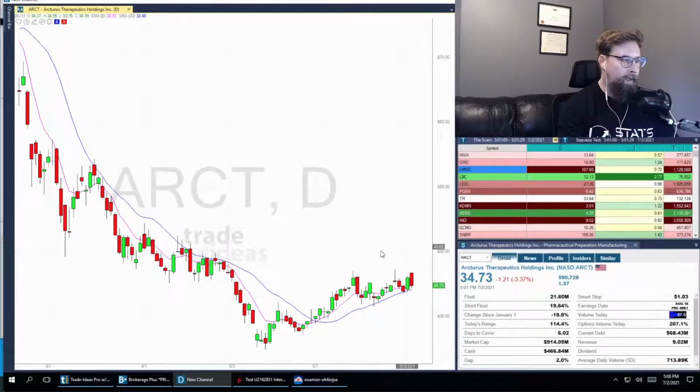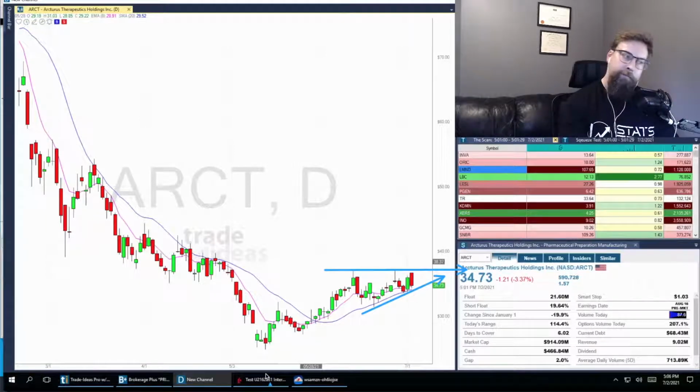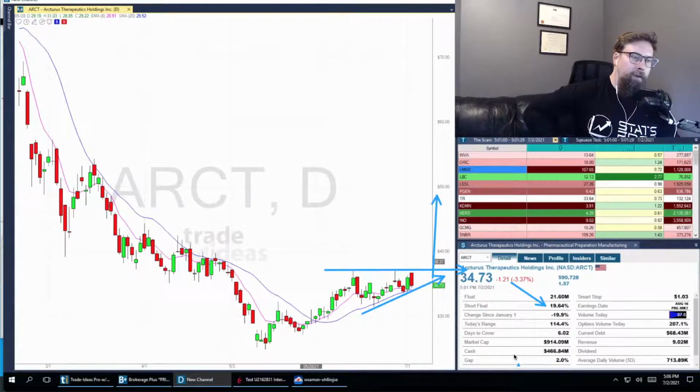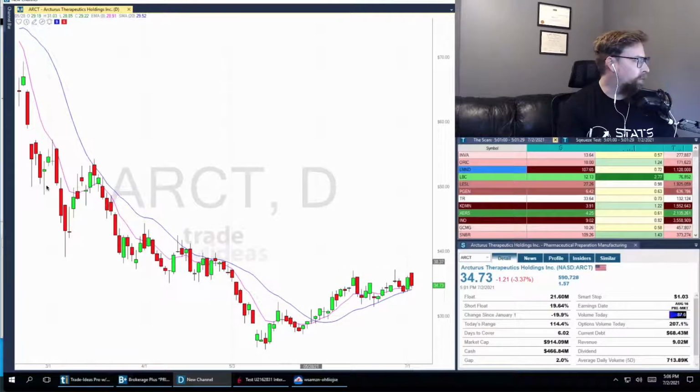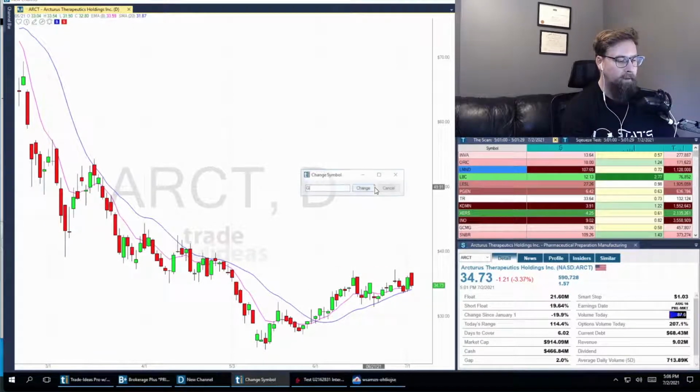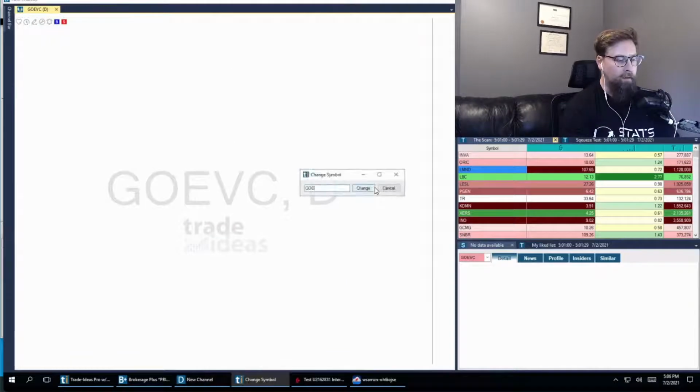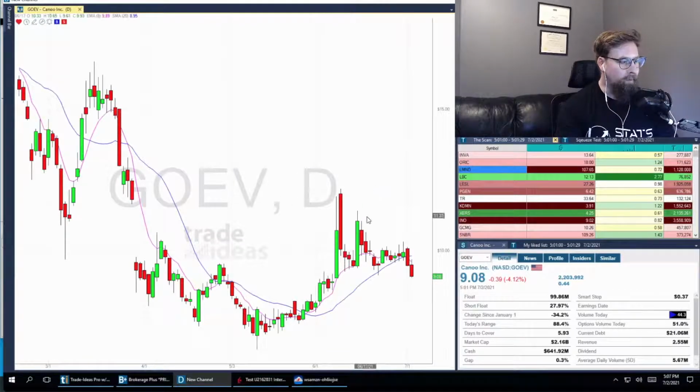However, looking at it now, it's putting in this potential ascending triangle right here. So maybe it's just waiting for that and a push up. I like it because it does have a 20% short float. That's a pretty substantial short float for names like this. Maybe less interested in this now. Again, I didn't take a trade on that. And then there's GoEV, and you can probably hear in the tone of my voice, I did take this, and it did not work out.